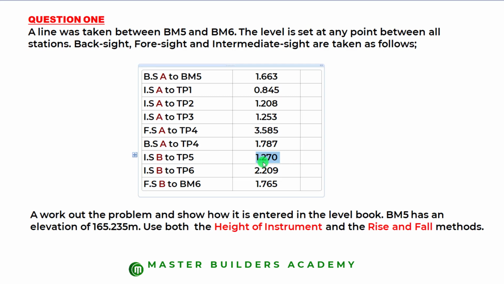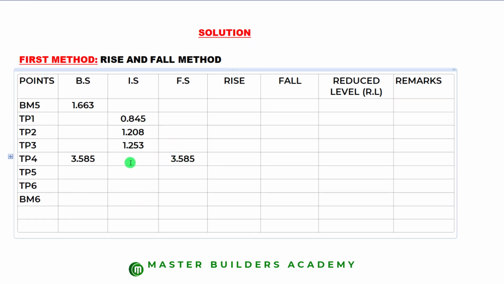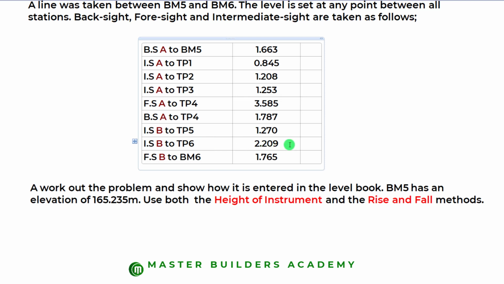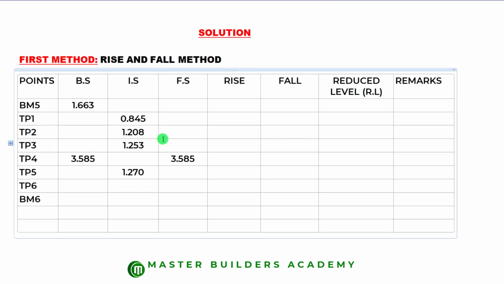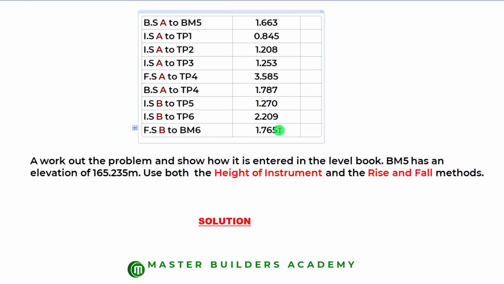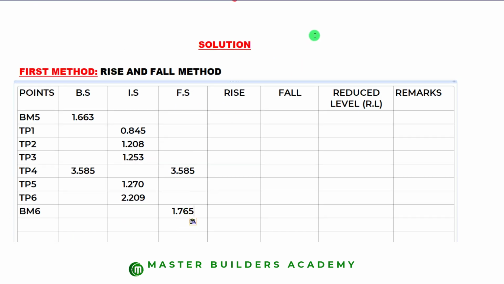We copy this value, 1.270, and then this value is under intersite. As you can see, we move down to intersite. So we place it there for TP5, it's under intersite. Then we move up again to TP6. For TP6, we have 2.209, and then we get this value copied. We move down, and again, if you check now, TP6 is under intersite. So we will also place the value under intersite. Then finally, we have BM6, and for BM6, we have 1.765. We get the value copied, and this is under Foresight, as you can see from here. We come here, and then we put it under Foresight. This is how to enter the book readings into the leveling table.